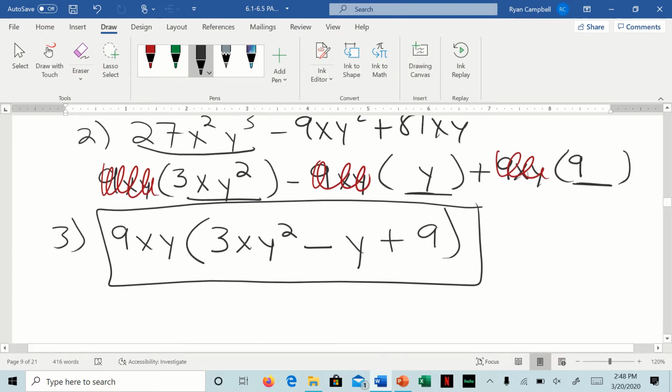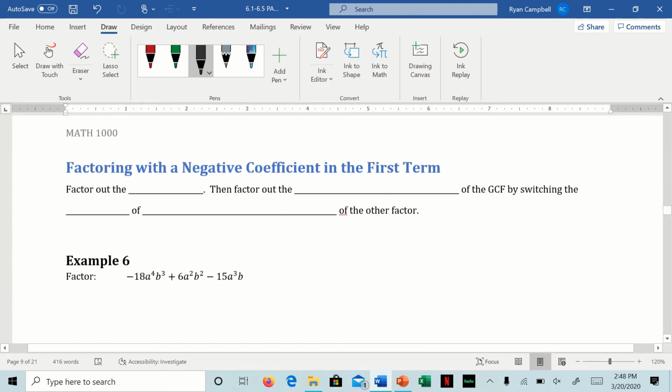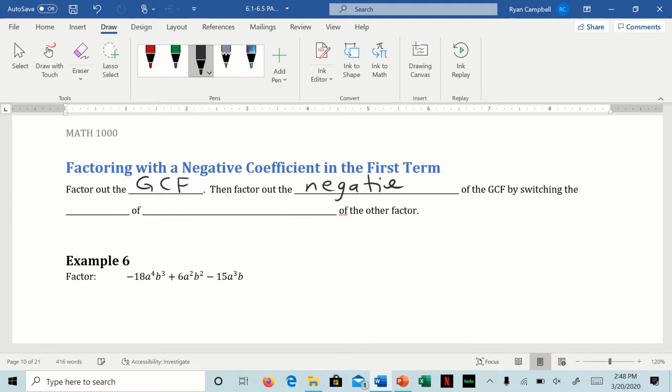All right. So what if we're factoring with a negative coefficient in the first term? What if the first term has a negative? Typically we want to include the negative when we are factoring things out. It'll make things a lot easier later down the line. So first thing we do, we just factor out a regular greatest common factor. Then we want to factor out the negative. So we just do everything we already did, factor out the greatest common factor.